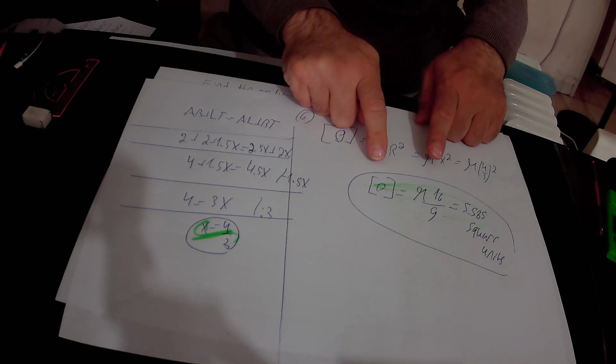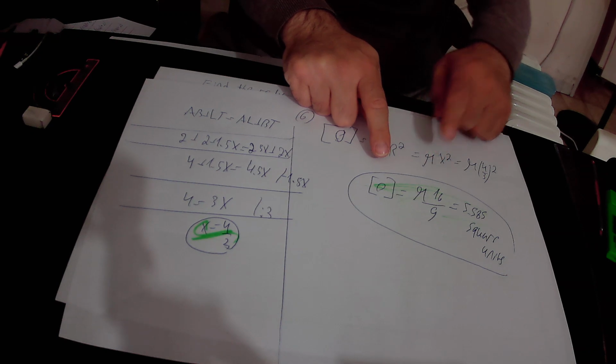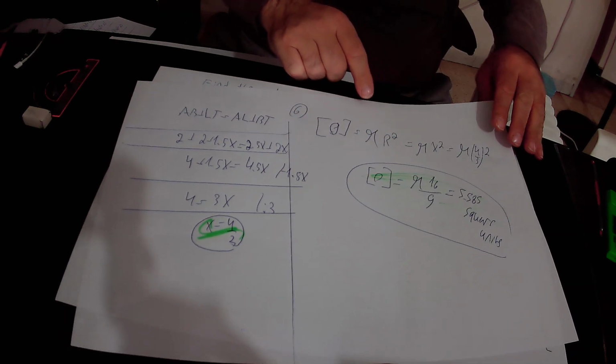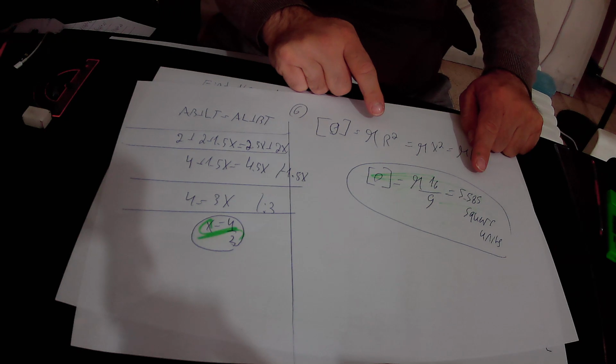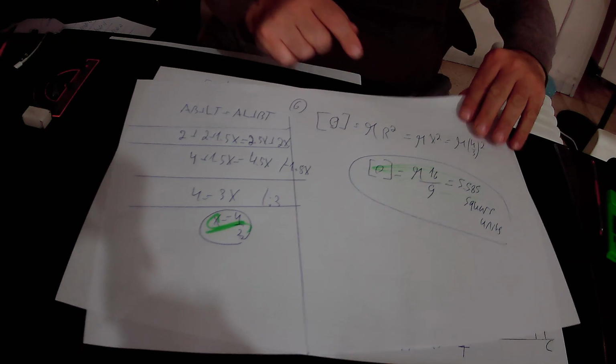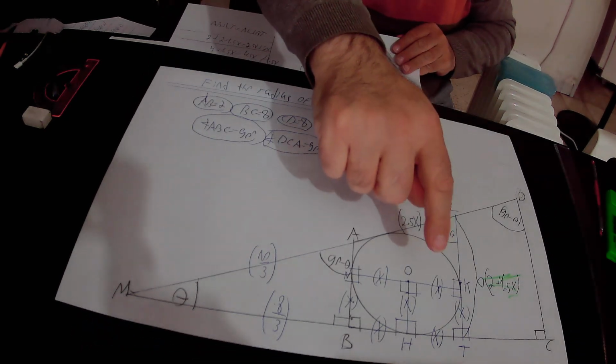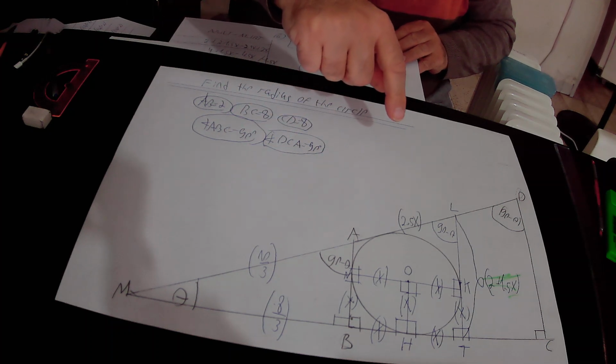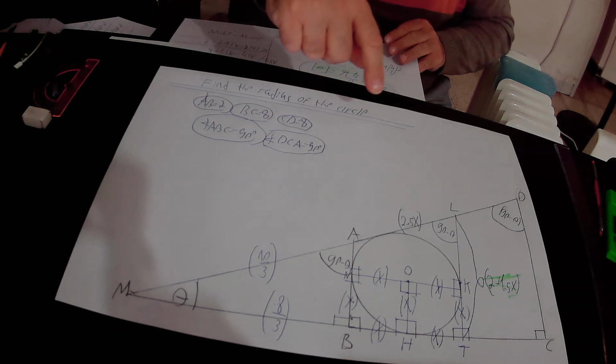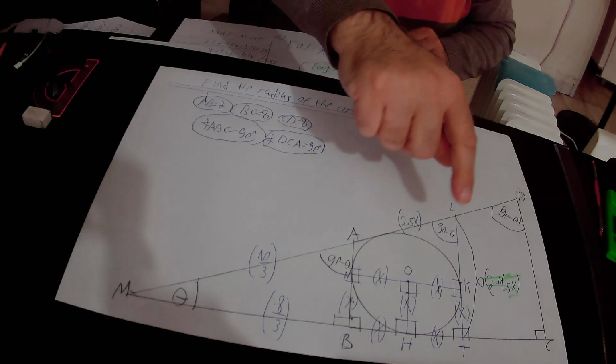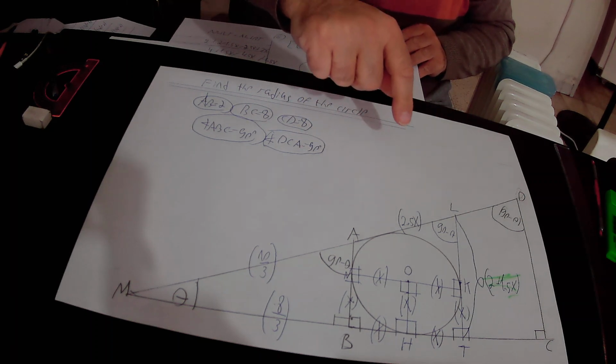So in total, the area of the circle equals either 16 pi over 9 square units, or in terms of numbers, 5.585 square units. I repeat again, the area of this circle equals either 16 pi over 9 square units, or in terms of numbers, 5.585 square units.